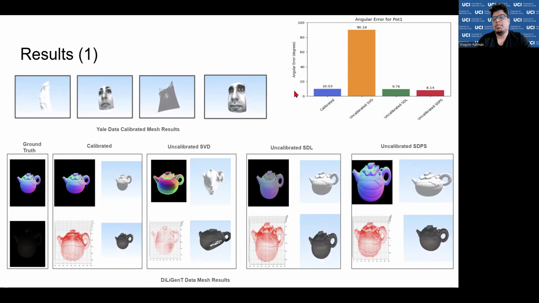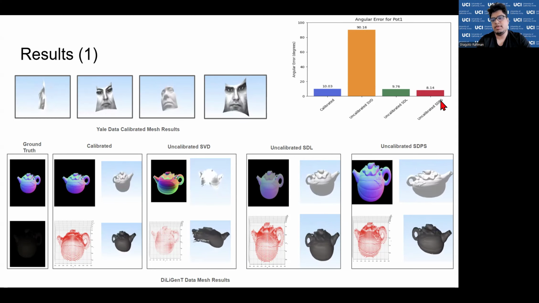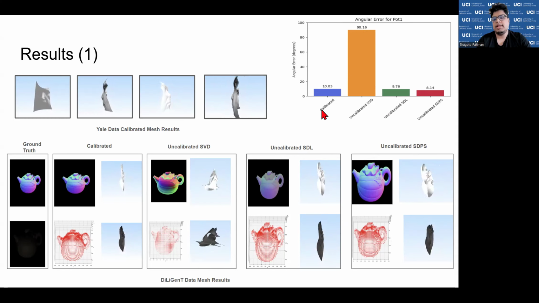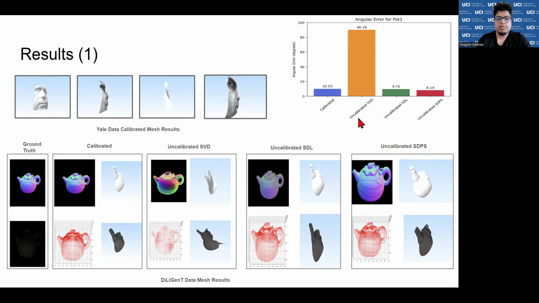And from this upper bar plot we can see the angular errors for different models. We can see the SDPS was the best, second best was the simple deep learning model, and the third best was the calibrated, and the worst was the singular value decomposition.